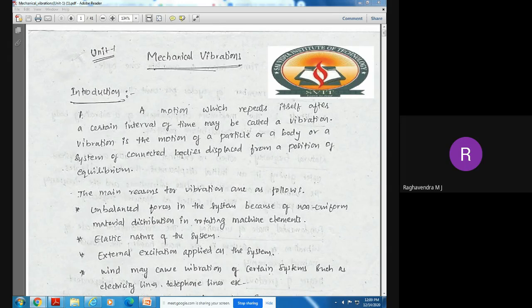high speeds will have vibration. What are the main reasons for vibrations? What are the main reasons? That is, the causes of vibrations.